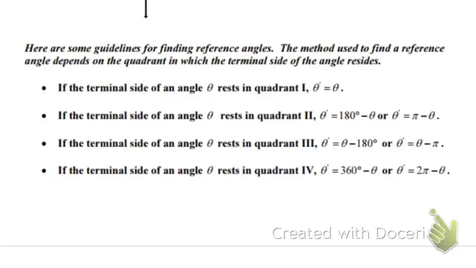Yeah, perfect. That leads us to this. If you are in quadrant 1, you yourself are your own reference angle. If you are in quadrant 2, you're going to do 180 minus that given angle. If you're in quadrant 3, you're going to do your angle minus 180. And finally, if you're in quadrant 4, you're going to do 360 minus your angle. We're going to talk about why the order of it isn't all that important. Just knowing it needs to be between 0 and 90 is the most important part.